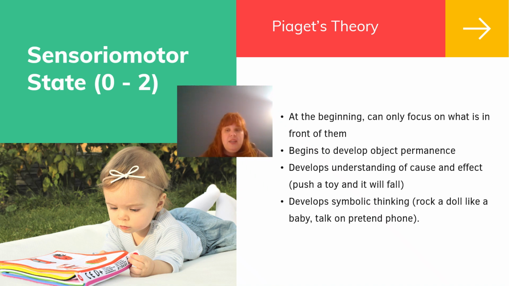And this is also when babies will begin to develop symbolic thinking. So as they go through the stage, you'll see older babies start to do things like rock a doll like it's a baby, or pick up a block or something and talk on it like it's a phone, because they're starting to understand pretend and symbolic thinking. So a lot of changes take place during this stage.